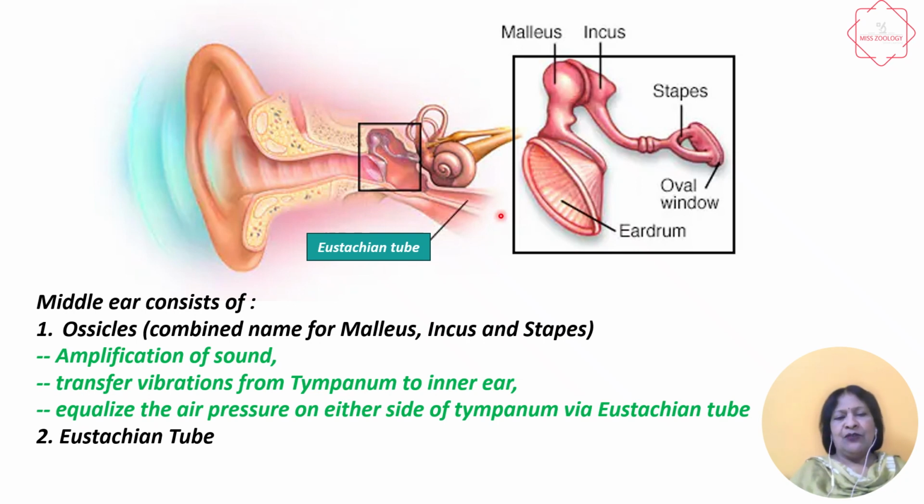But the accommodation of the eustachian tube allows the extra pressure to be let out through the pharynx, and then it doesn't allow any damage to happen to the tympanum by equalizing the pressure on either side of the tympanic membrane via the eustachian tube.